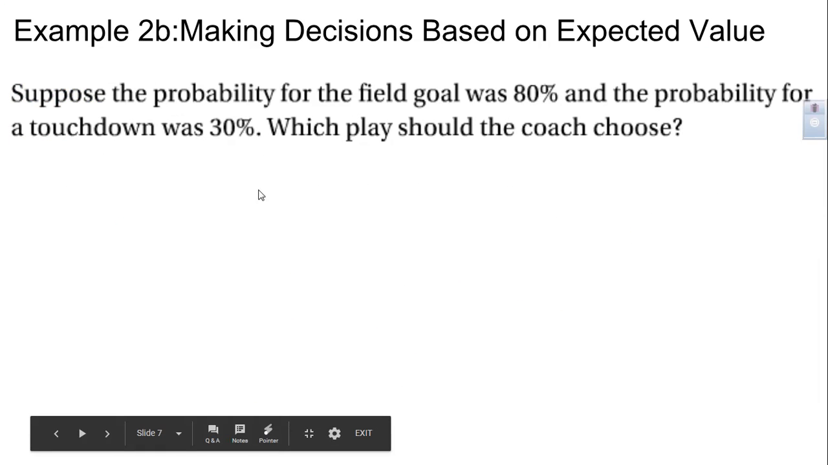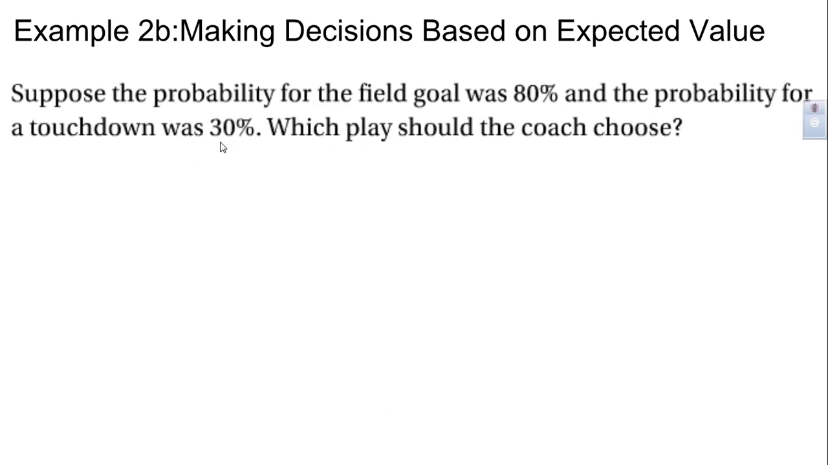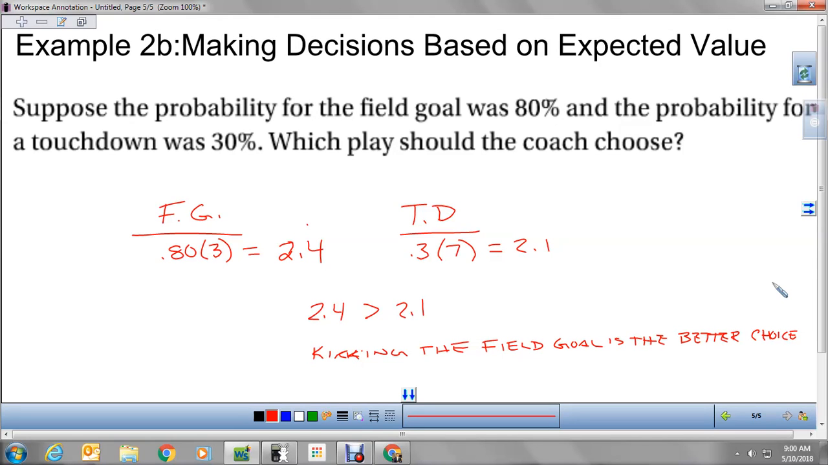Now, suppose the probability was changed to 80% for a field goal and the touchdown was down to 30%. Which play should the coach choose? So calculate this value now, come back and check your answer when you're done. All right, so once again, we take a look here. We got 0.8 times 3 is 2.4 for the field goal. The touchdown, we have 0.3 times 7 is 2.1. And again, kicking the field goal is the better choice because 2.4 is bigger than 2.1.